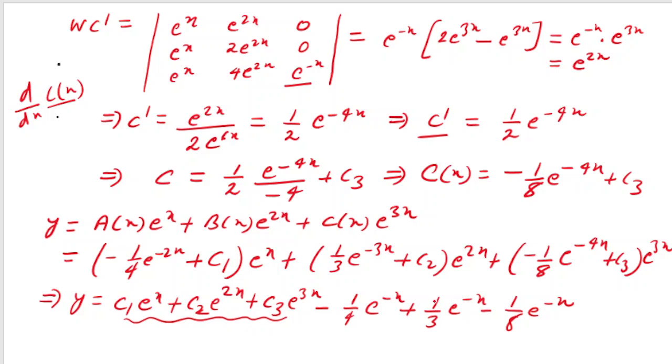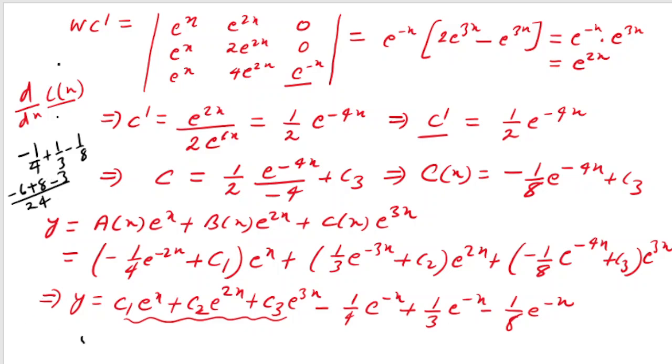So if I simplify, what will it be? Can we do the simplification? So we have minus 1 by 4 plus 1 by 3 and minus 1 by 8. The LCM will be 24, so it will be minus 6, plus 8, and minus 3. So minus 9 plus 8 means minus 1 by 24.